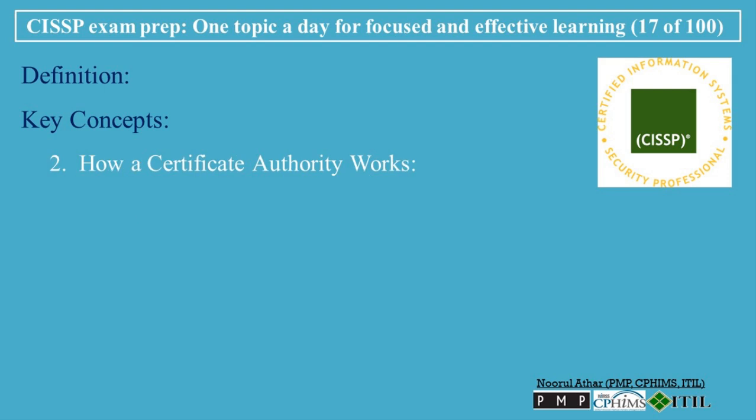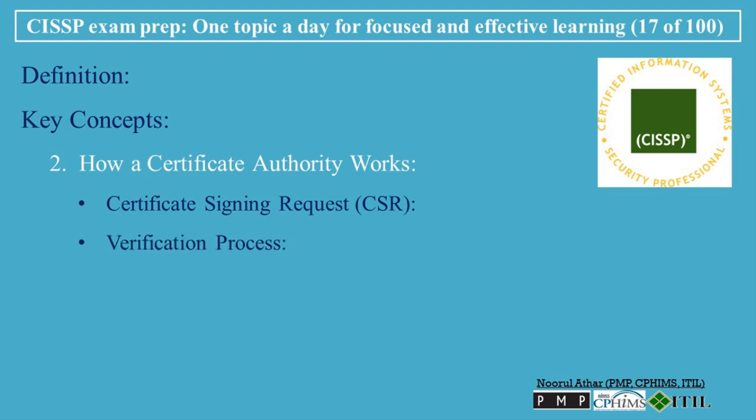2. How a certificate authority works. Certificate signing requests, CSR. The entity requesting a certificate generates a public-private key pair and submits a CSR to the CA. The CSR contains the public key and information about the entity. Verification process. The CA verifies the identity of the requester using a process that depends on the type of certificate being issued, e.g., domain validation, DV, organization validation, OV, extended validation, EV.